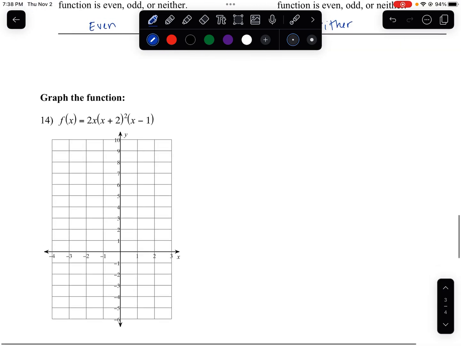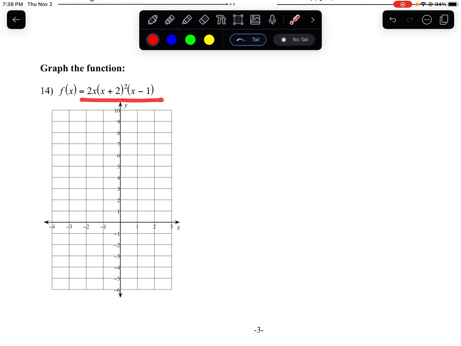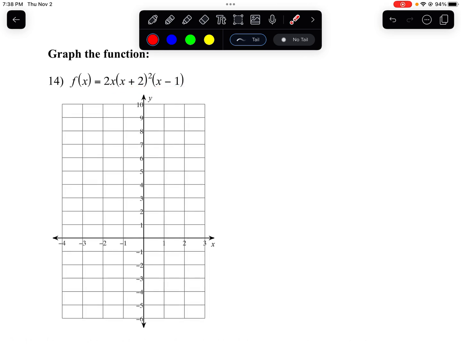Okay, so for this one right here, we're going to graph the function. Notice that this is in intercept form. So each of these factors indicates an intercept and a solution. So I take each factor and set it equal to 0, except for 2, because I cannot set 2 equal to 0, since 2 cannot be equal to 0.